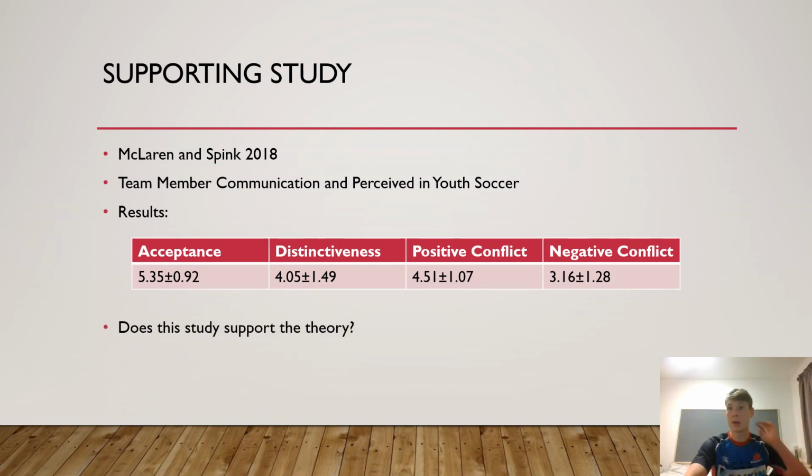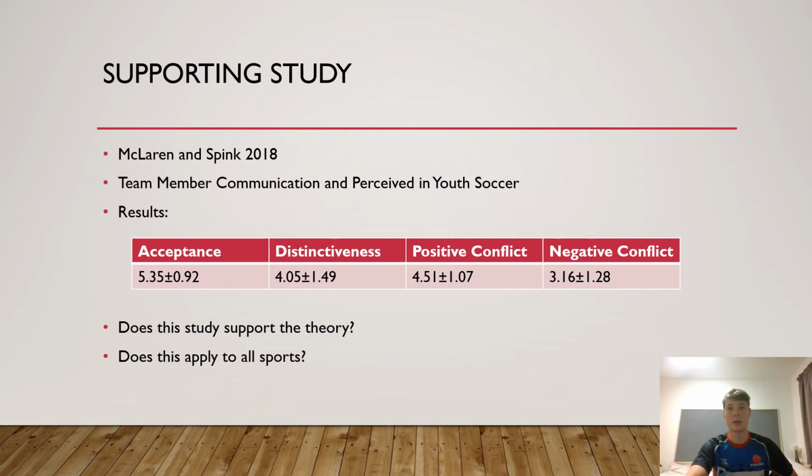54% of the sample population were women, and they were all from 13 different regional teams. McLaren and Spink use a cross-sectional design whereby they ask participants to complete a questionnaire halfway through a 4-month season. As the participants were under 18, consent was gathered from both the participant and the participant's parents.